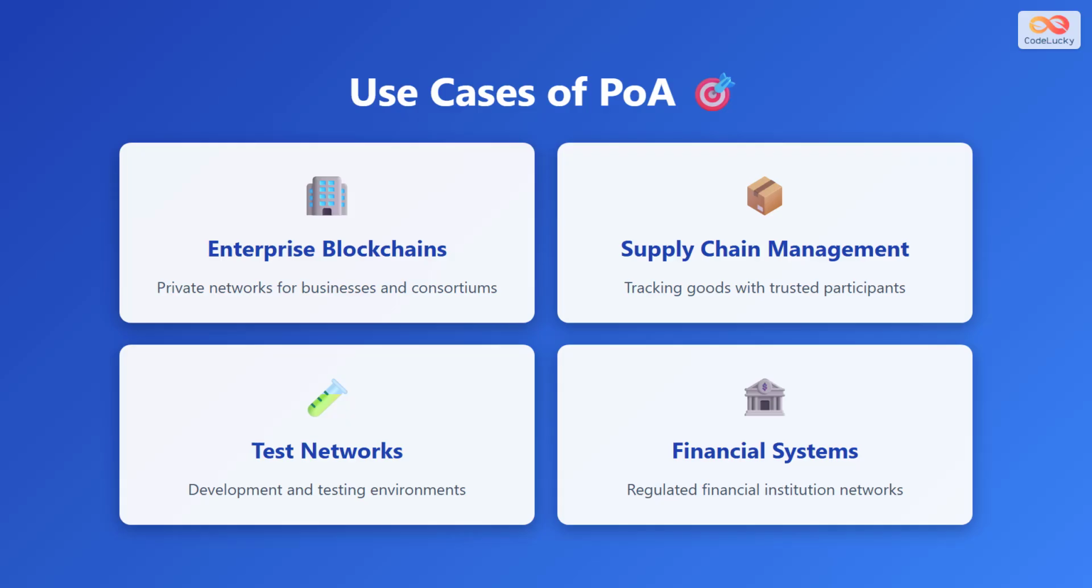Despite its limitations, proof of authority is excellent for specific use cases. It's widely used in enterprise blockchains, where private networks are maintained by businesses and consortiums that already have established trust relationships. Supply chain management is another perfect application, where companies track goods and verify authenticity with known, trusted participants. Proof of authority is also commonly used for test networks, providing development and testing environments that are fast and cost-effective. Finally, it's ideal for financial systems, particularly regulated networks run by financial institutions that require high performance, regulatory compliance, and accountability.